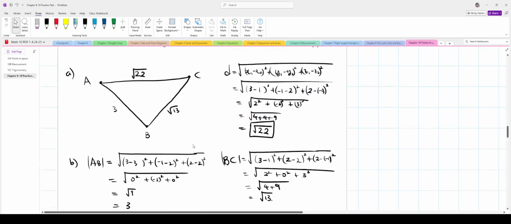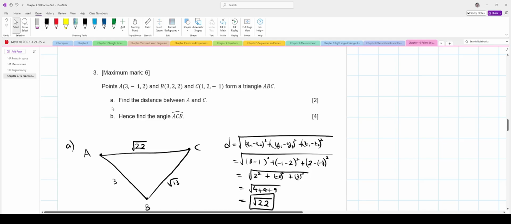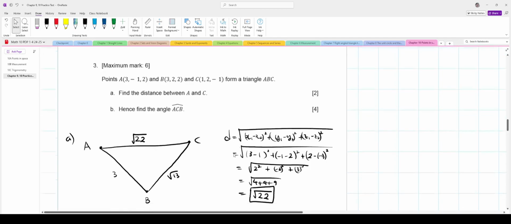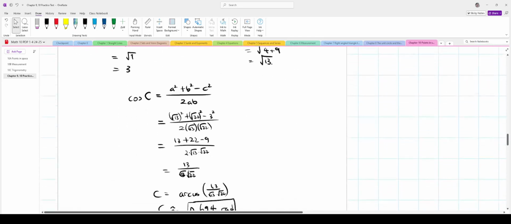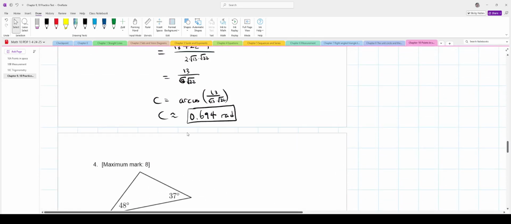In this question, none of the angles are given in this problem, so it means that we have to choose the unit, which means that we're going to have to use the radian mode in this case. So if I do the arc cos of 13 divided by square root of 13 times square root of 22, the radian would be 0.694 radian. So that's the angle ACB in radians, 0.694 radians.